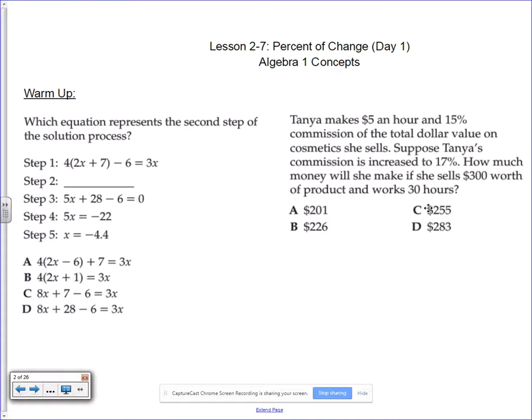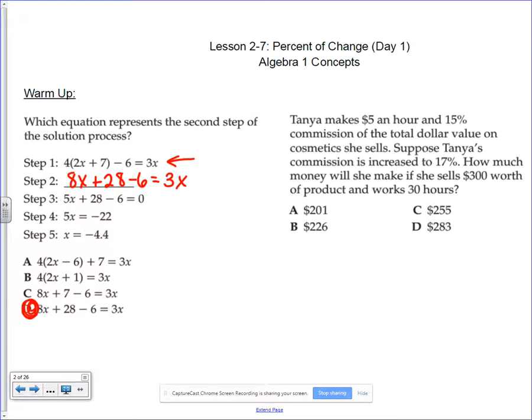Okay, so we'll start with our warm-up today. First of all, it says, which equation represents the second step of the solution process? So you can see that they have already done step 1. They've written down the original problem. Step 2, you need to fill in. I would hope when you see those parentheses that you would say you need to distribute. So go ahead and distribute. And then you should be able to choose the proper answer from the multiple choice questions.